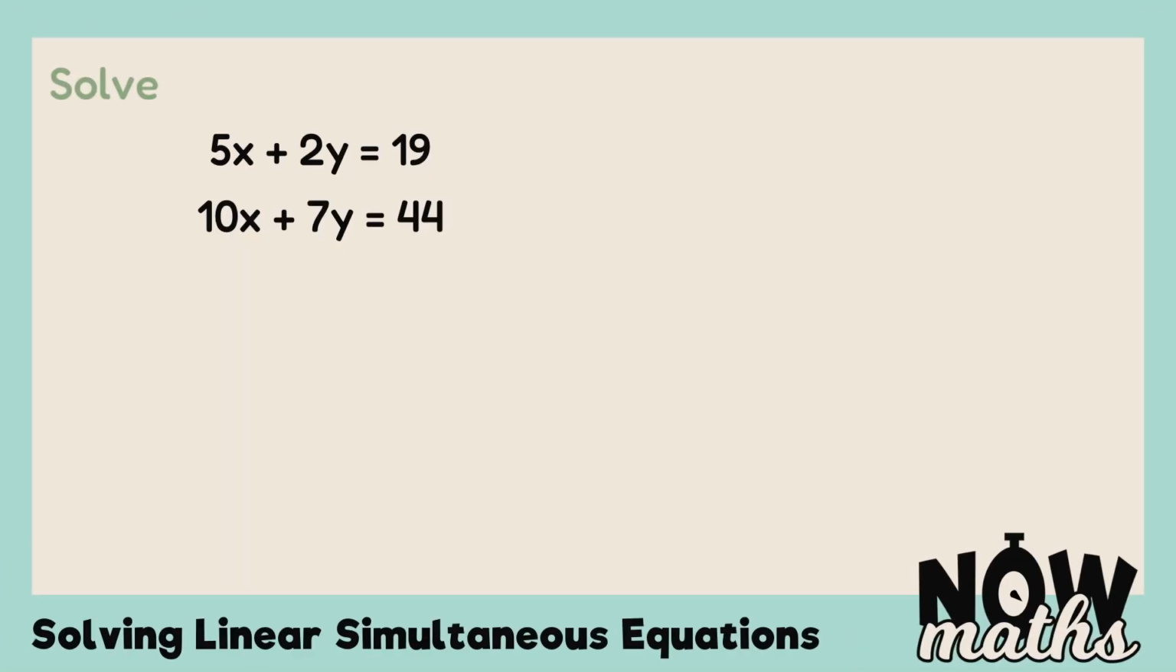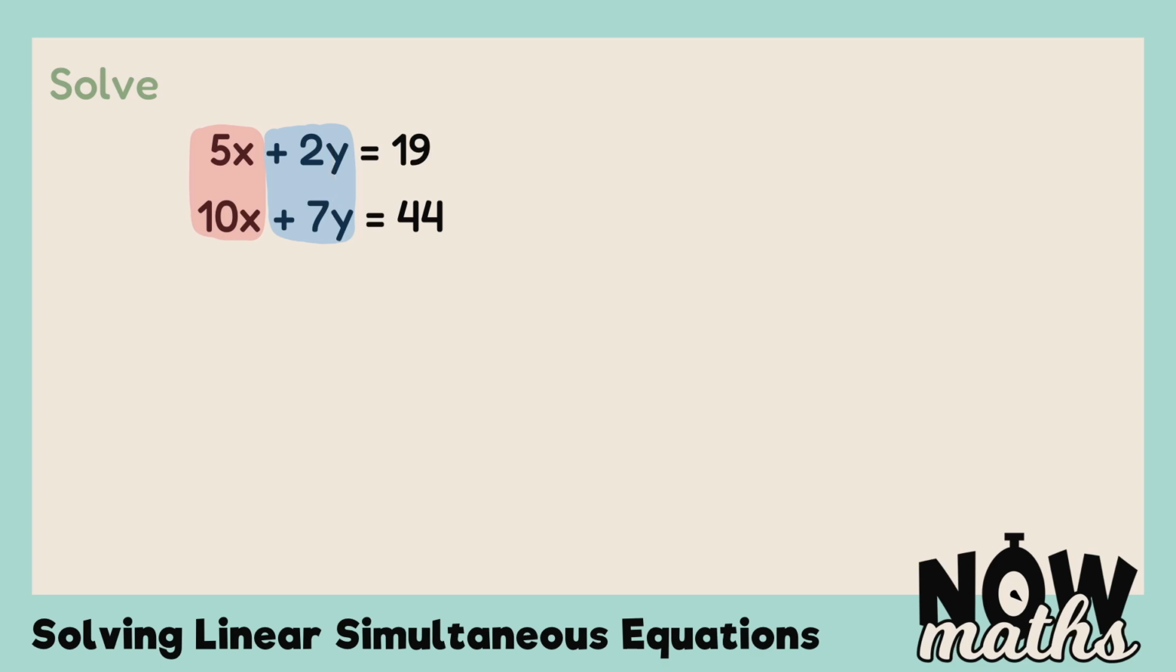Now let's take a look at a different kind of simultaneous equations. So the equations on screen right now don't have a common term in them. So what we're going to do is try and make it so that we can eliminate one of the variables. So first of all, if we take a look at the x coefficients, or the numbers in front of the x's, we have 5 and 10. 5 is a factor of 10 because 5 goes into 10. Now let's take a look at the y coefficients, or the numbers in front of the y's. 2 is not a factor of 7.